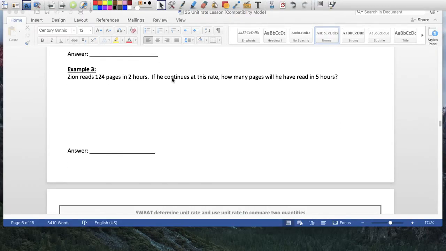Zion reads 124 pages in 2 hours. If he continues to rate, how many pages will he have read in 5 hours? So we want to find the unit rate. So this one is a little bit different. So we're going to write 124 pages in 2 hours. And the first thing I want you to do is find the unit rate. So I'm going to write here, unit rate.